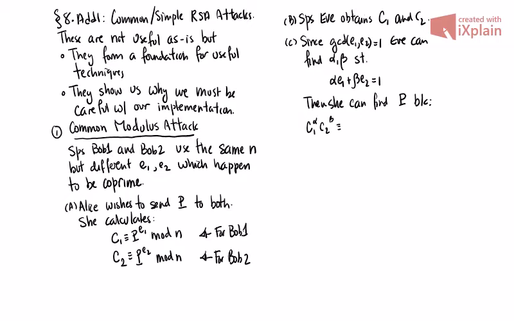So all this is mod n, and I'll write that at the end. This is going to be congruent to P to the E1 to the alpha times P to the E2 to the beta, because that's what C1 and C2 are. This is P to the alpha E1 plus beta E2. This is P to the 1, which is P, mod n. So she's found P.